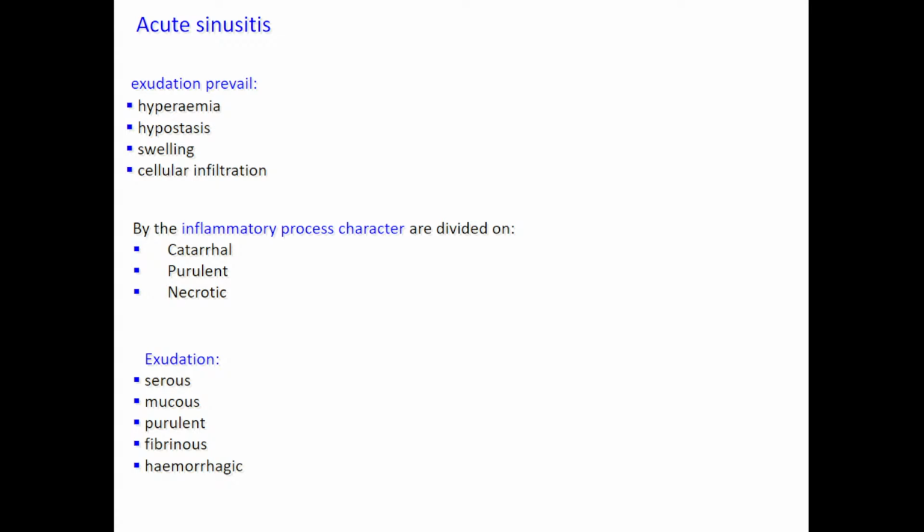And due to stages of pathogenesis, it may be divided into catarrhal, purulent, or necrotic. Also, there may be different types of exudation, as you can see on this picture.